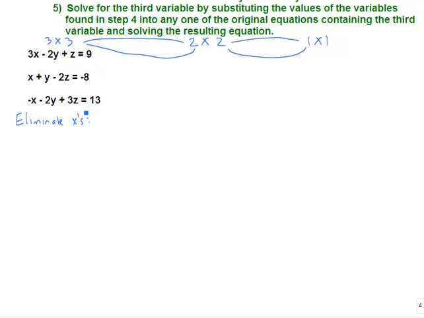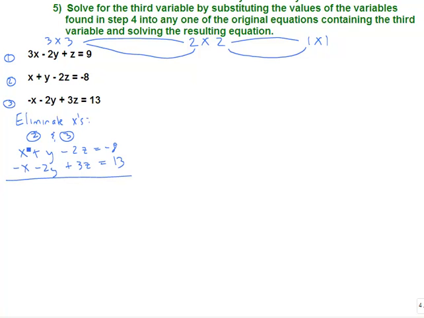So what we do when we eliminate x is we want to make sure that we pick two equations and eliminate x from them. So let's go ahead and take equation 2. I'll label these 1, 2, and 3. Let's take equation 2 and equation 3, and I'm just going to recopy them down below. So equation 2 is x plus y minus 2z equals -8. And equation 3 is -x minus 2y plus 3z equals 13.